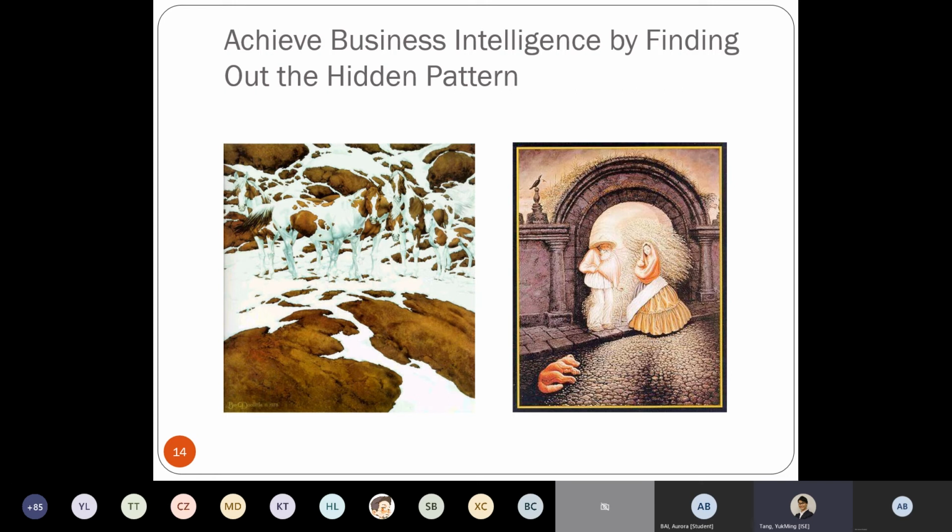Okay, so again, the answer is very difficult to be able to find out from the figures on the right hand side, from these figures. Why? Because these are some so-called hidden patterns.